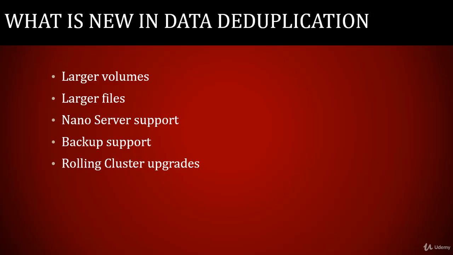Something that has been improved in 2016 is backup support. Now, we've long had support to backup files in a deduplicated state, but Microsoft has enhanced that. In Server 2016, when you perform a backup of a volume that's been deduplicated, the backup actually runs faster. All the files are backed up in a deduplicated state, and the chunk store is also backed up.